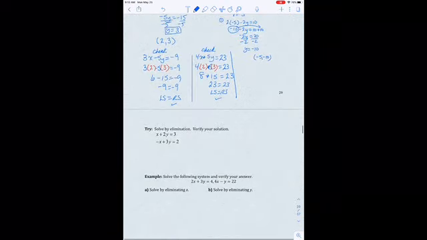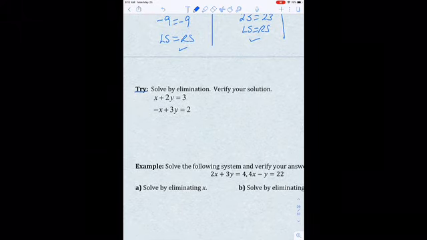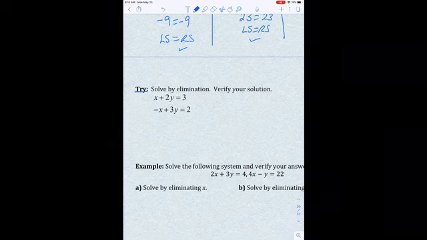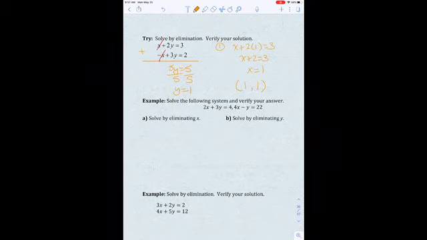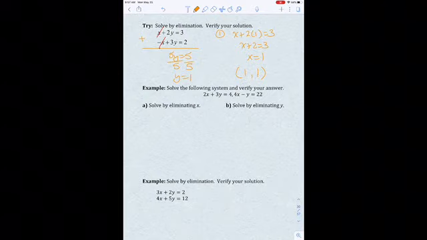Check, check. The next one, solved by elimination, is a try. You can pause the video. I can give you the answers, but you can try it yourself if you would like. I think that's a good idea. Why don't you try that? Okay, so hopefully you got the same answers I did. I got 1, 1, and you can try verifying your equation as well.